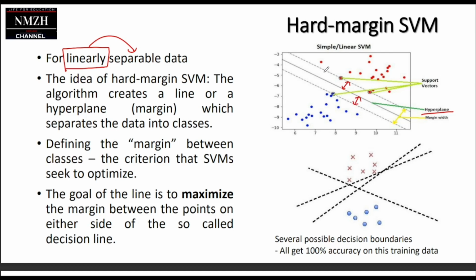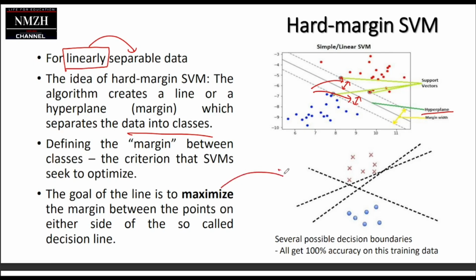Okay, so that would be the margin separating the data into each class, right? So the margin between the classes. Defining the margin between the classes is the criterion that SVM seeks to optimize. So this one is the optimized one to be considered as SVM. So the goal over here is to maximize the margin between the points on either side of the decision line.